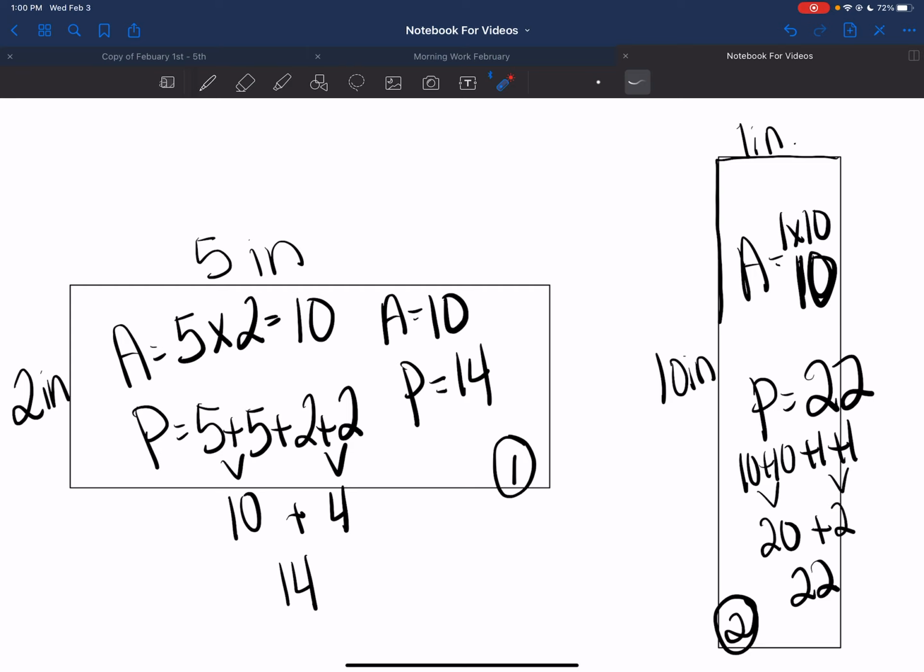If you have any questions about finding area and perimeter and determining which one has the bigger perimeter, just let me know.